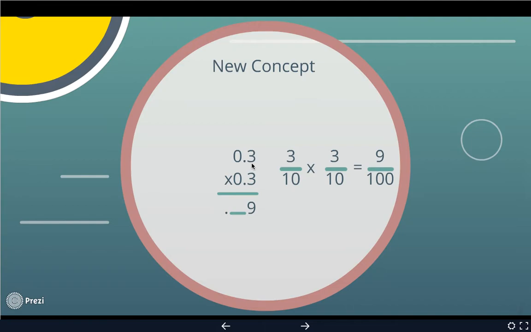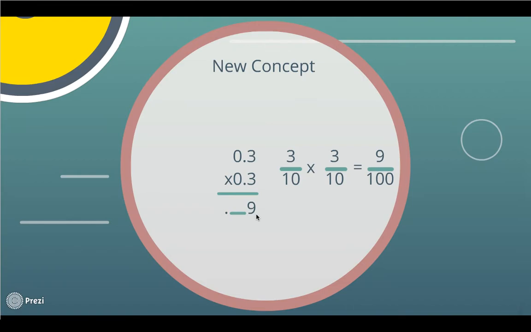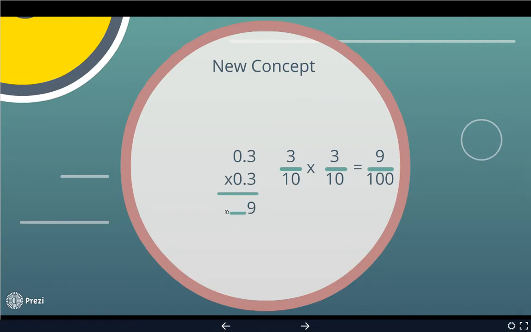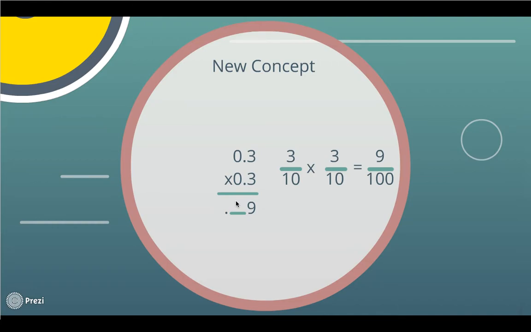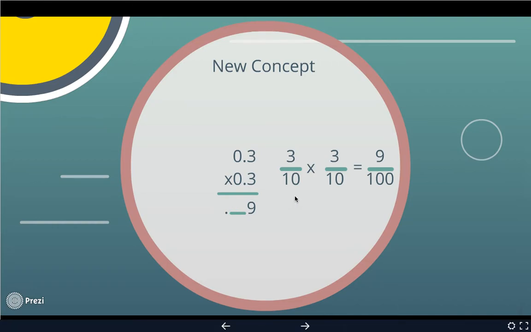We have 1 here and 1 here, so that's 2 decimal spaces. So you start from the right, like you did yesterday, and then move over twice. So 1, 2. Now we have this huge space when there's nothing here, so what we're going to do is add a 0 in that space. So it's going to be 0.09 here, and that's going to be 9 hundredths. If we did them as fractions, 3 tenths times 3 tenths, you would still get the same. 3 times 3 equals 9, 10 times 10 equals 100, 9 hundredths is our answer for this.